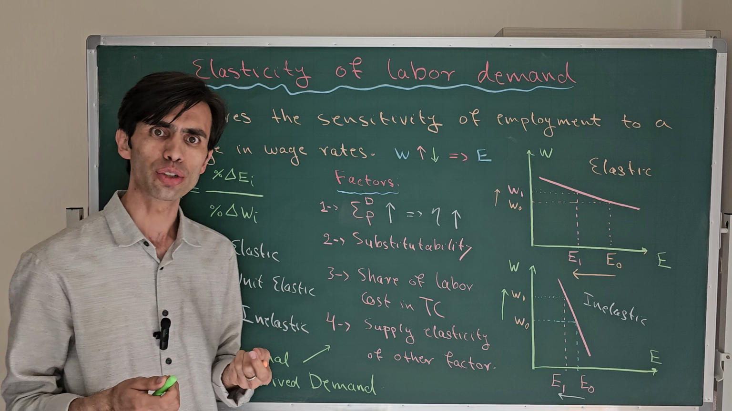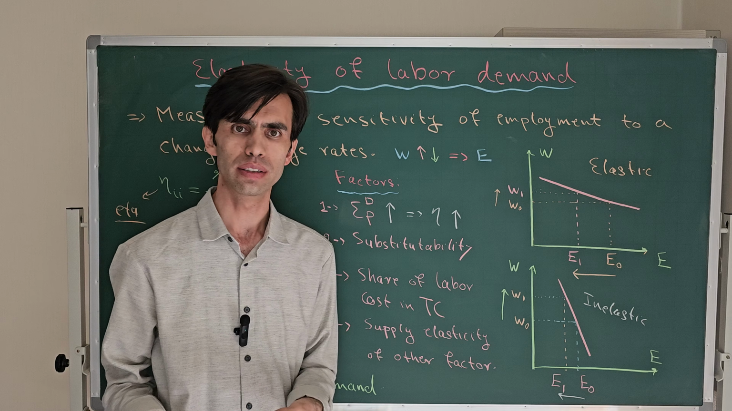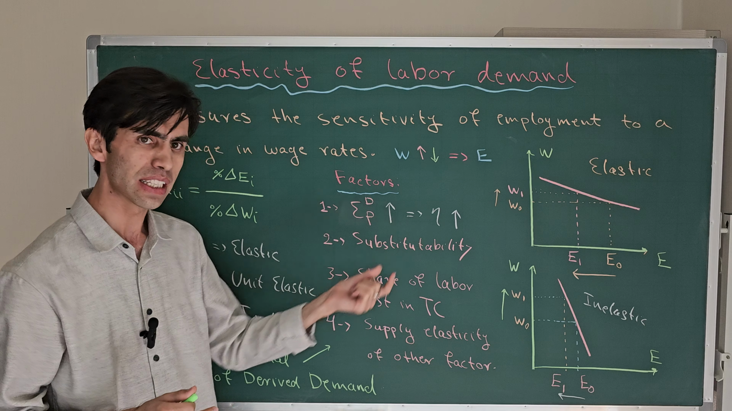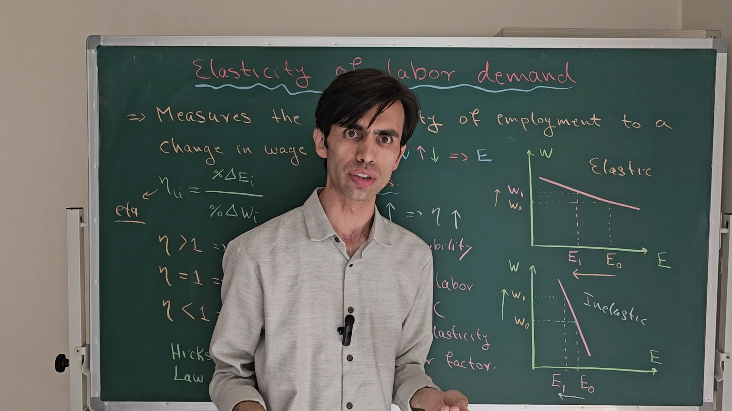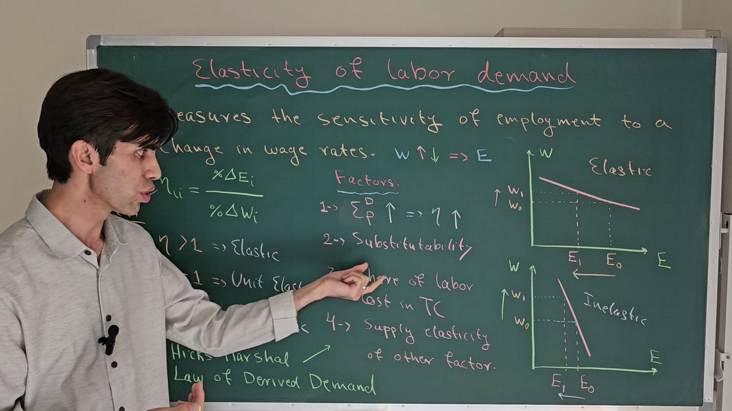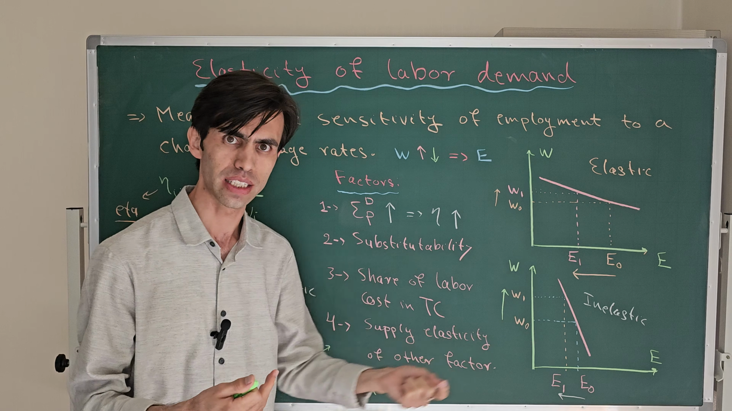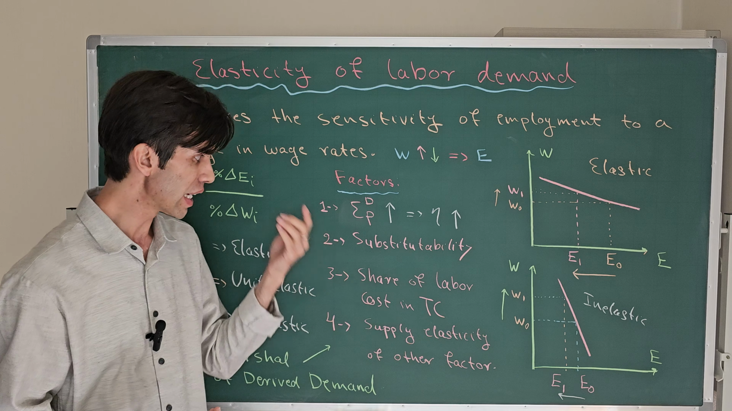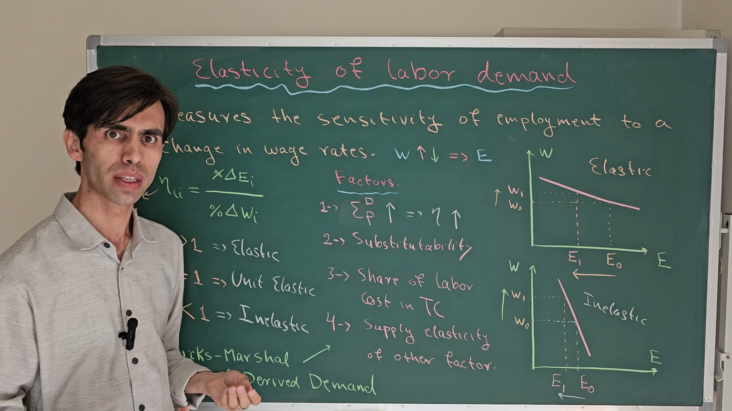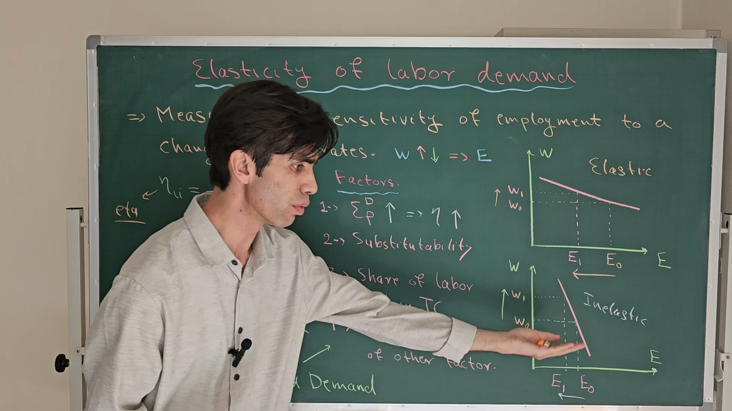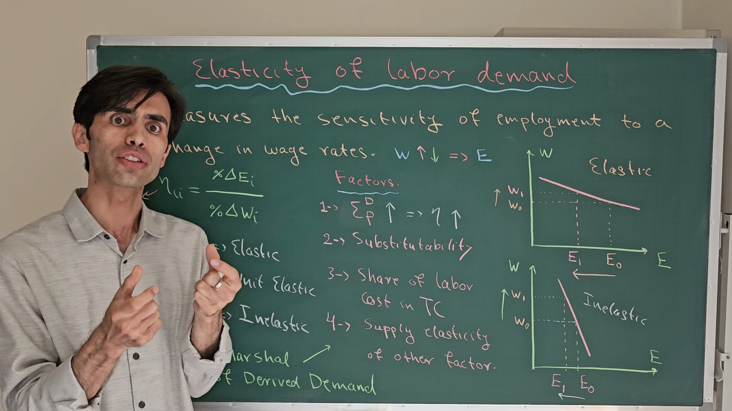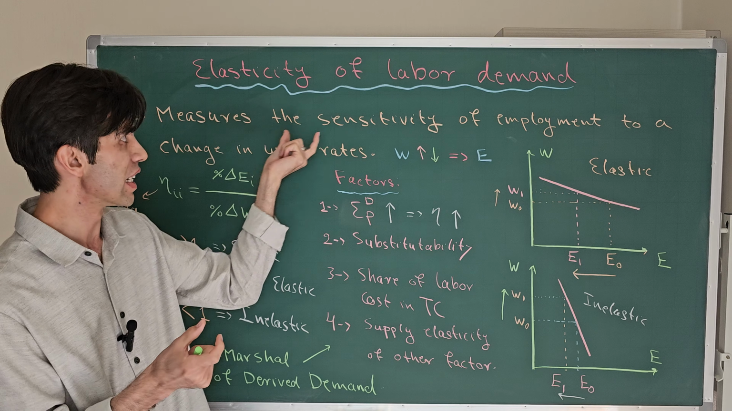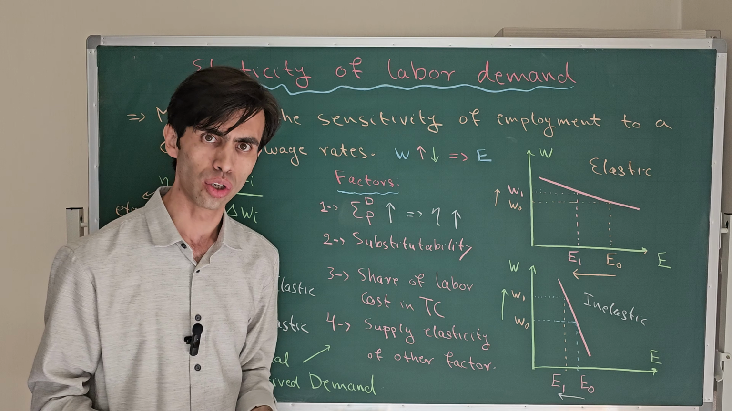When it's easy to substitute capital for labor at very low cost, and the wage level increases, employers or firms will easily substitute capital for workers. Instead of more workers, they will use more capital. So in this case, the employment level will decline. But when it's difficult to substitute capital for labor, the wage elasticity of labor demand would be lower.